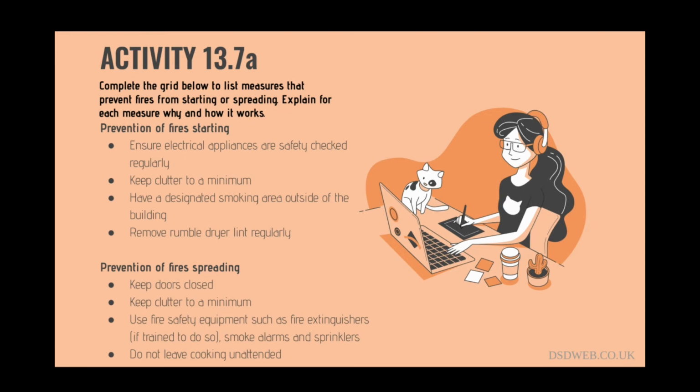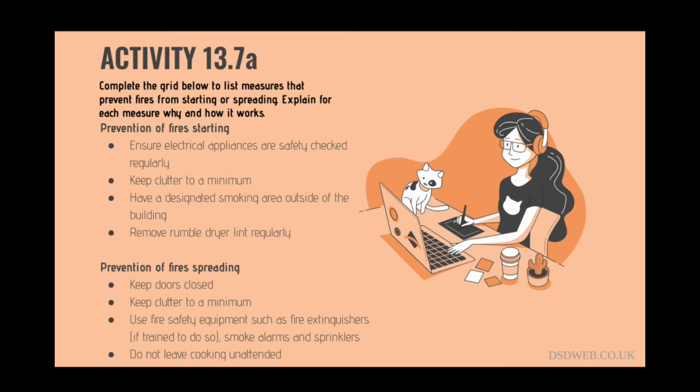Activity 13.7a explores fire safety and asks you to list measures that can prevent fires from starting and spreading, and to explain how and why they work. There are several options you could use for preventing fires from starting. For example, regularly checking electrical equipment for frayed cables prevents fires from igniting from a spark from an exposed wire. Keeping a tidy workplace with minimum clutter ensures that there is less fuel available for a fire to burn through, and this could also be used to stop fires from spreading.